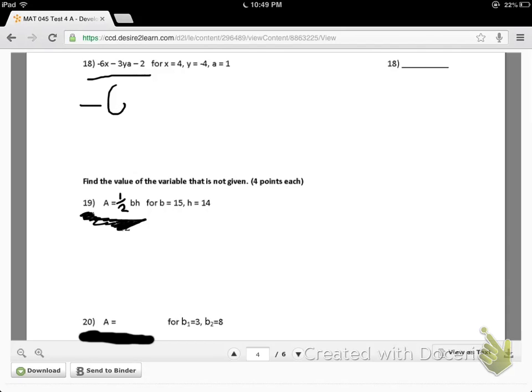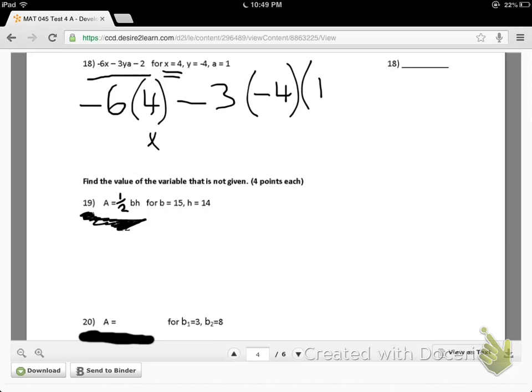Negative 6x. But apparently x is 4. Okay, so there it goes. Remember, that's the x. Minus 3. Now there's a y and an a. What's y? It's negative 4. What's a? It's 1. So again, there's the y, there's the a. Again, all from this question up here. And then minus 2. The 2 doesn't have any letter with it, so that's it. So that's the problem I've got to do.